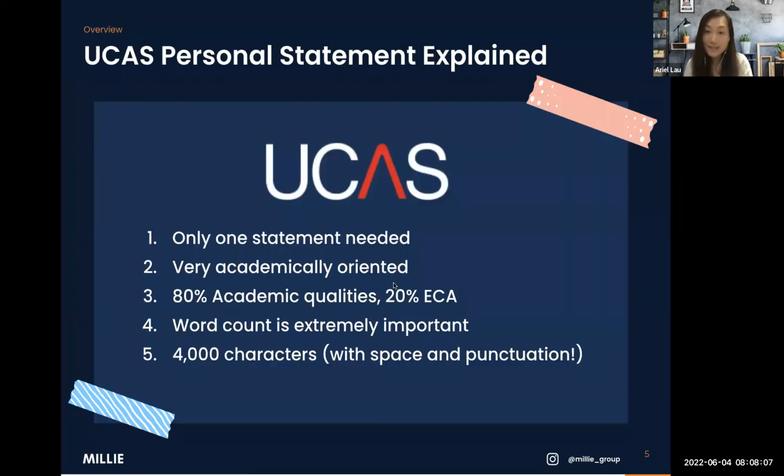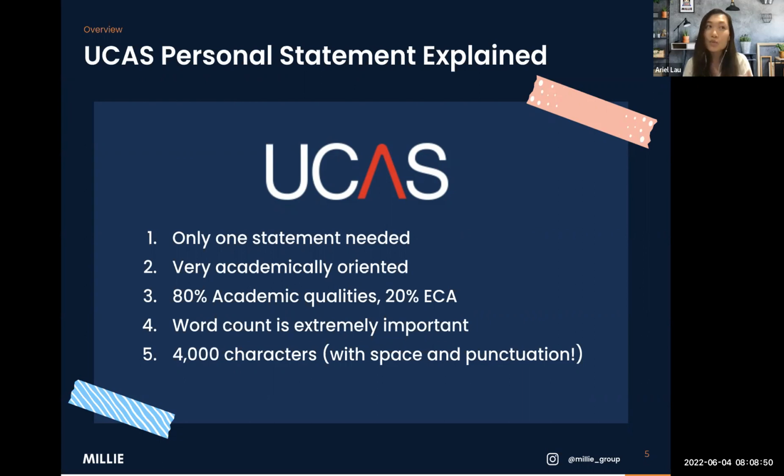In terms of some facts about the UCAS personal statement, you need to know that there's only one statement that you need to write, which is great news for the students, because in terms of workload, it's not nearly as heavy as the Common App one. So one statement for a maximum of 5 programs in the UK, and that's basically your entire application. It's quite manageable in terms of workload. And you have to understand that the personal statement in the UK is very academically oriented. In terms of the content distribution, I would say that 80% should be about your academic qualities and 20% about your extracurricular activities.